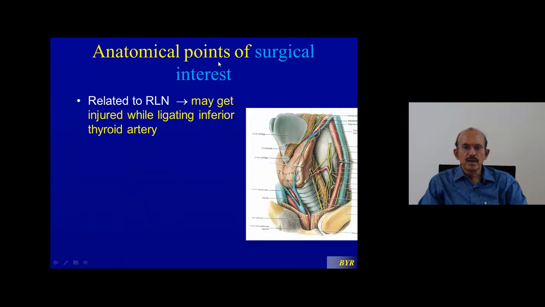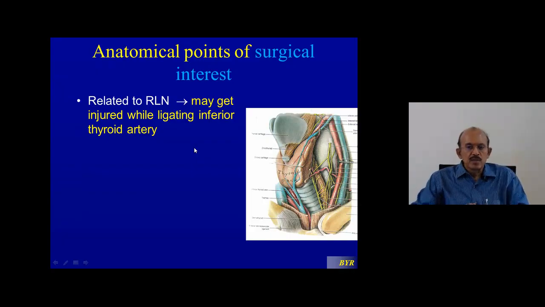Then anatomical points of surgical interest. During surgery, certain points you must bear in mind regarding anatomy. This is related to the recurrent laryngeal nerve. So it may get injured while ligating the inferior thyroid artery. Not only while ligating the inferior thyroid artery, we have seen it is near to the thyroid gland at 3 places. So whenever you are doing surgery at these 3 places, the recurrent laryngeal nerve may be in danger.